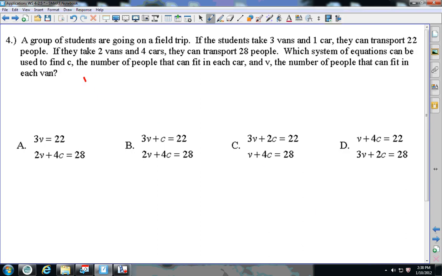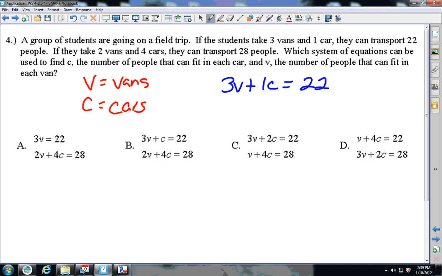All right, well, let's see. I've got V is going to equal the vans, and C is going to equal the number of cars. Now, the next thing I need to see is, let's look at the first one. It says if the students take 3 vans, so 3 vans plus 1 car, they can transport 22 people. Well, let's see. Do I have one of those? 3V. Nope, that one says 3V equals 22. This is not an answer choice.